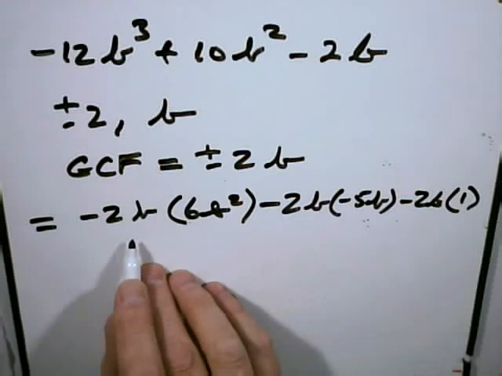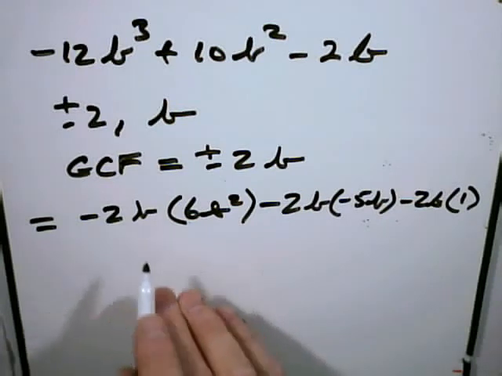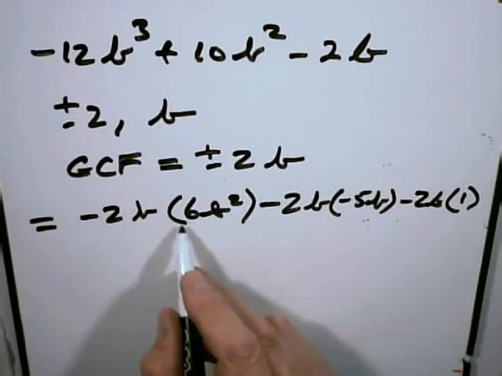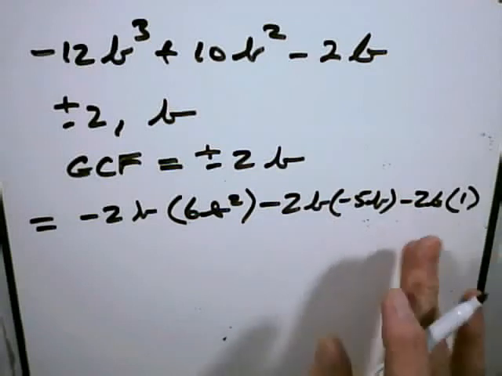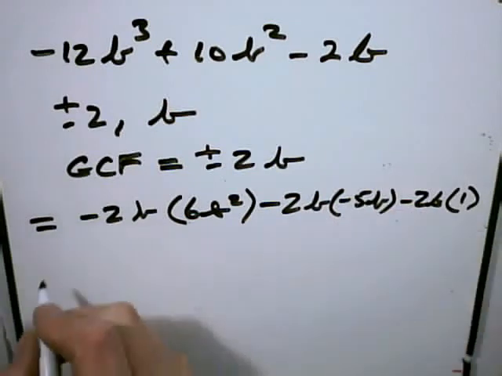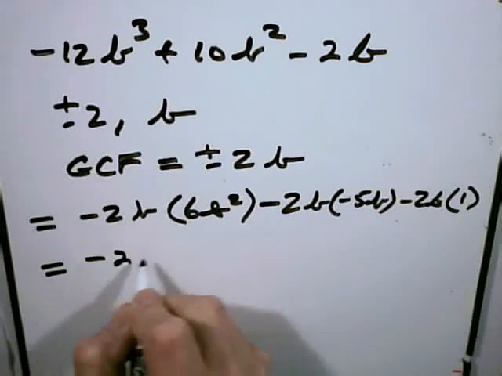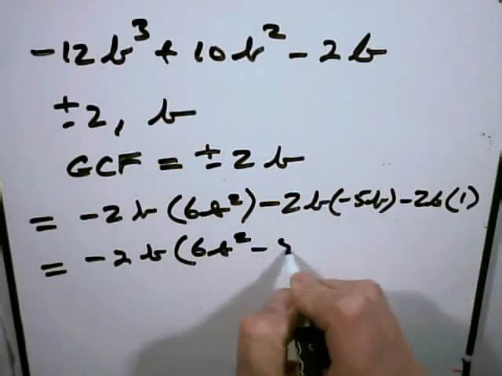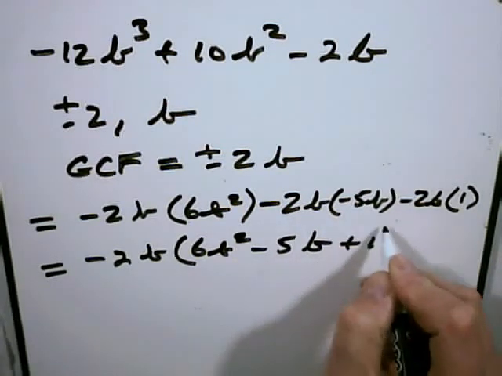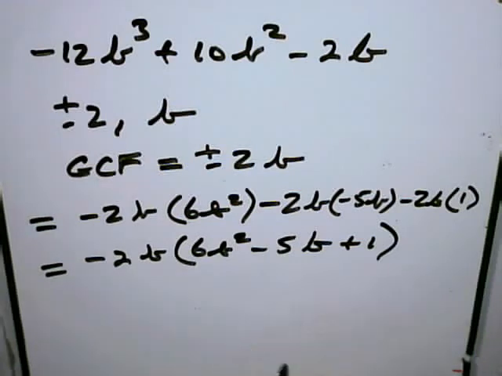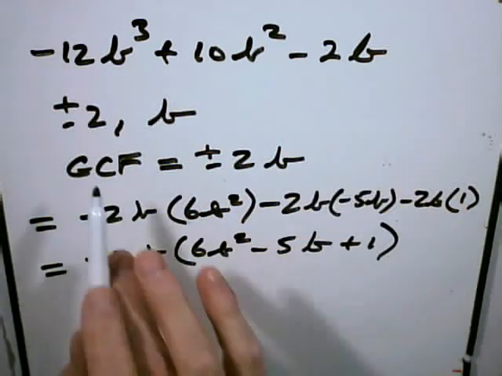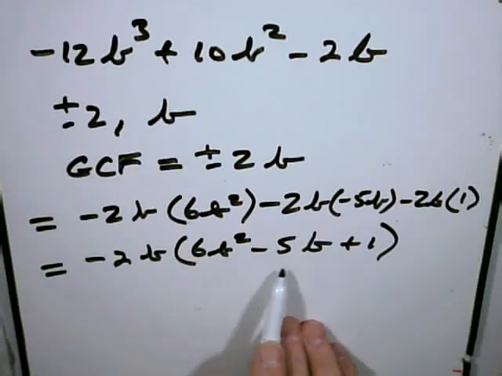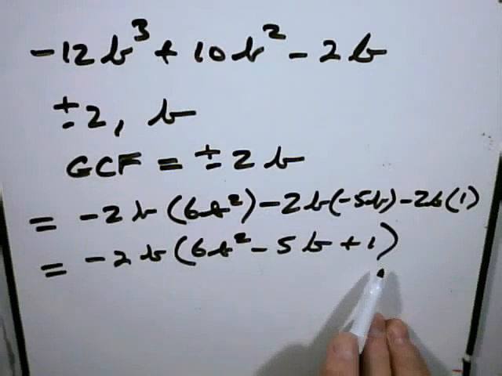Okay, now I'm going to apply my distributive property in reverse, if you like. I have a negative 2b in each term. I'm going to pull out those terms, and rewrite this so that I have my negative 2b out front. I'm going to take my 6b squared, my negative 5b, and my 1. And that's the factorization of this original expression. We found the greatest common factor, factored it out, put it out front, and then wrote down the remaining polynomial.